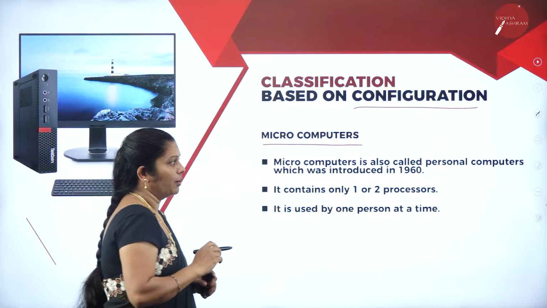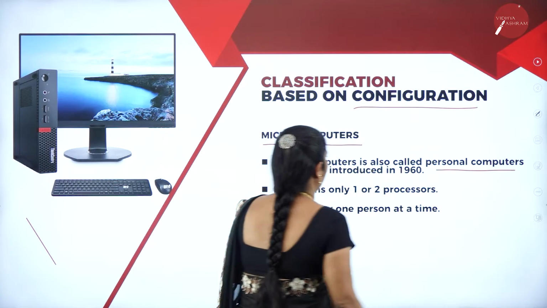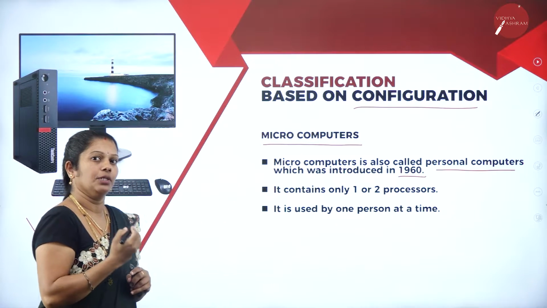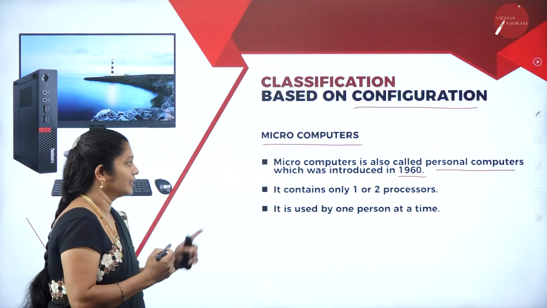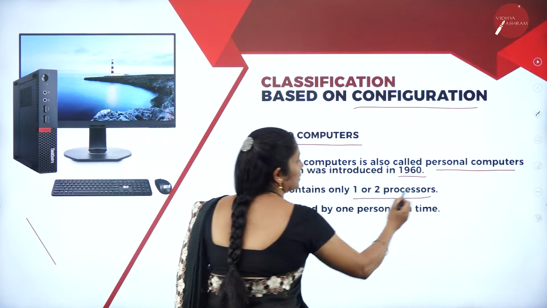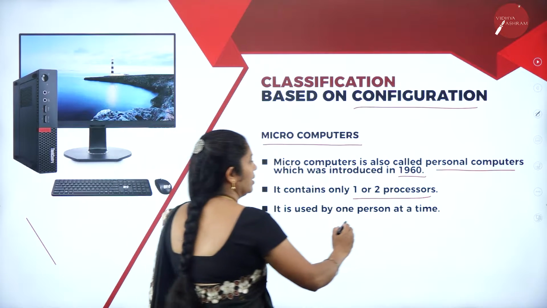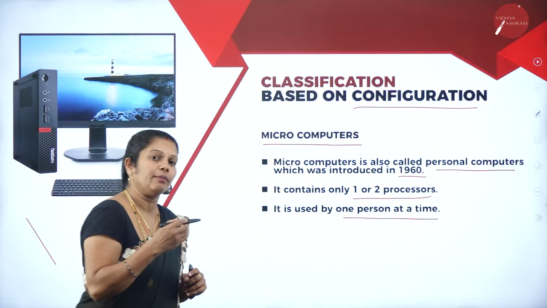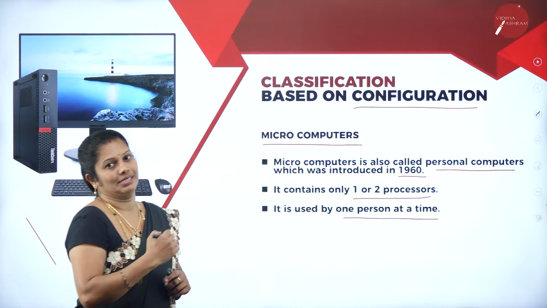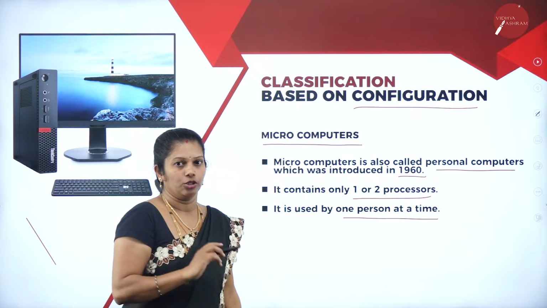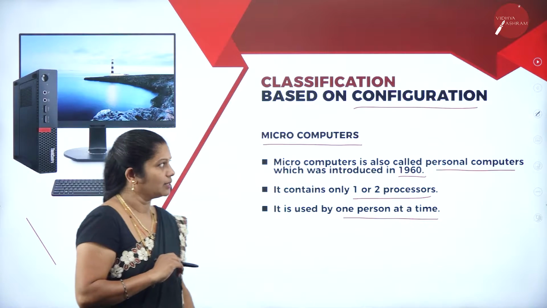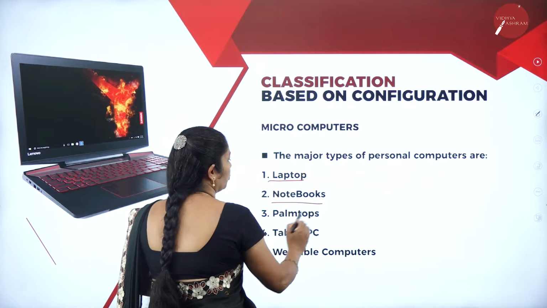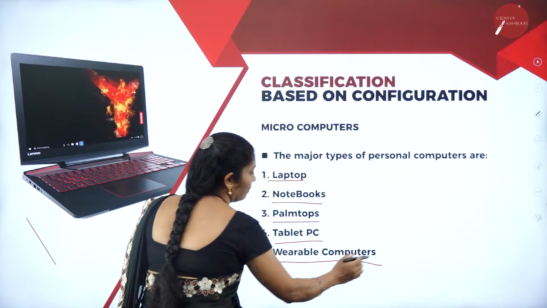Microcomputers are also called personal computers, which were introduced in 1960. It's a personal computer. Only one person can work here. It contains one or two processors. It is used by one person at a time. At the same time, more than one person cannot access or process here. It contains one or two processors maximum. Examples for microcomputer: laptop, notebook, palm top, tablet, wearable computer.